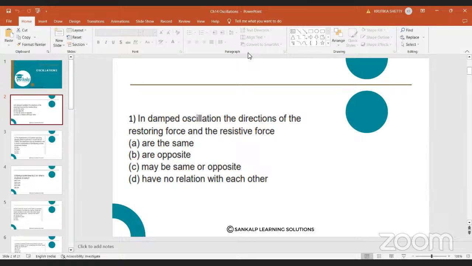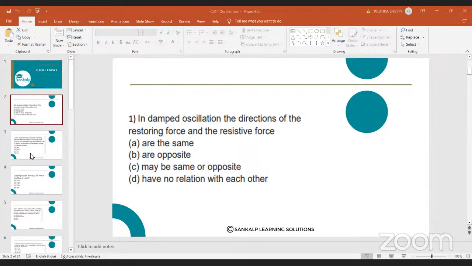Option B. Option B, that is they are opposite. Yes. So Kumar, B, ma'am. Padma. Yes, correct. So in the damped oscillations, the restoring force and the resistive force are opposite to each other. Yes, very good. That is option B is correct.